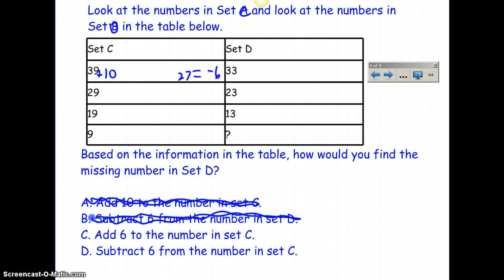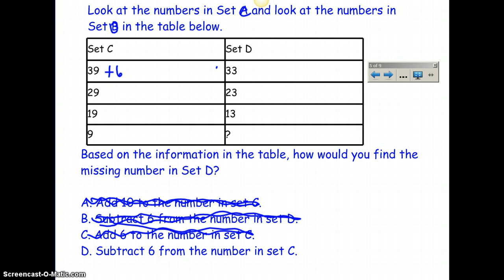Add 6 to the number in set C. So I'm going to take set C and I'm going to add 6. 39 plus 6, that does not equal 33.